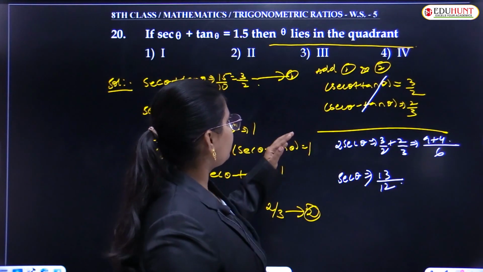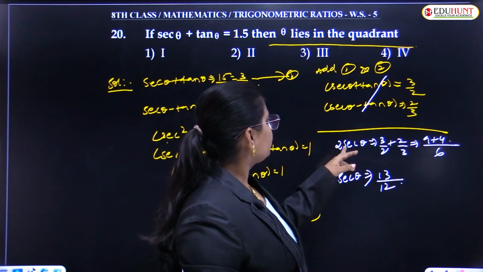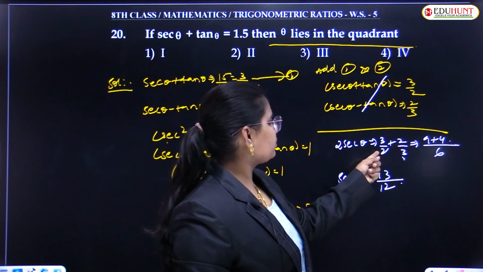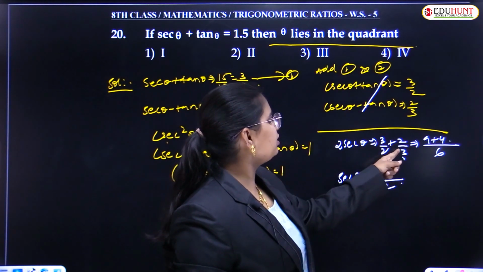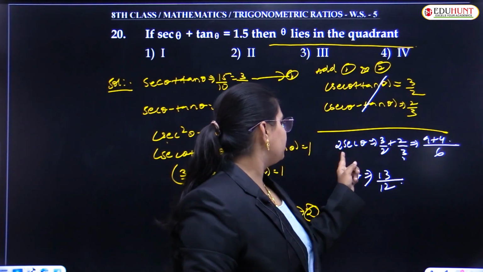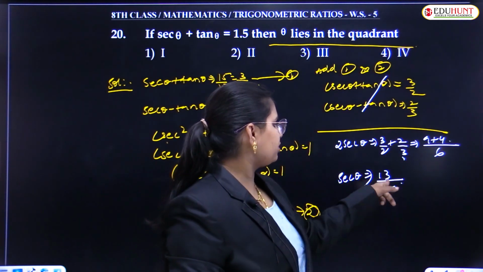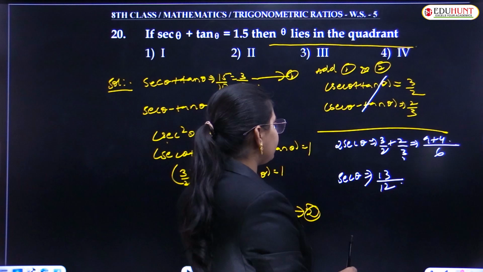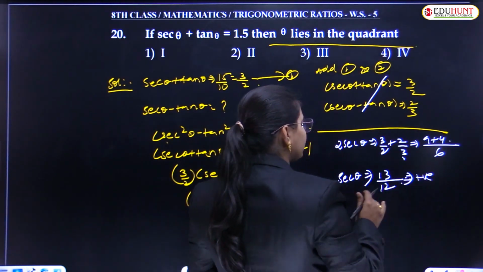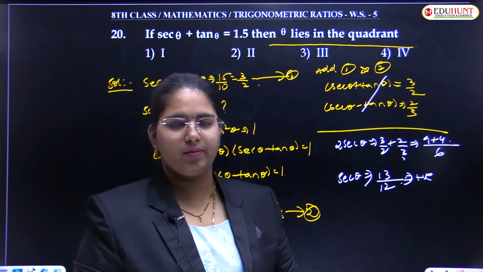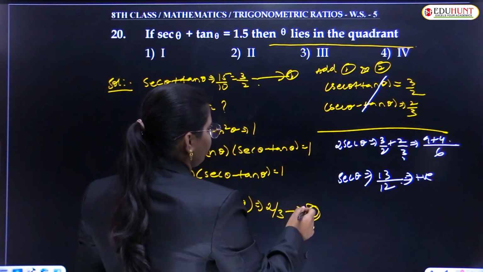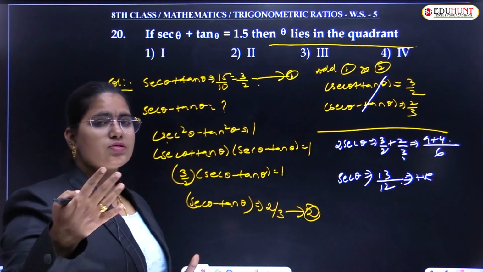So if I am adding these both, 2 secant theta, take the LCM, the LCM of 2 and 3 is 6. So this will become 3 times 3, which is 9, and 2 times 2, which is 4. 9 plus 4 is 13. If you transfer that side, it will become 13 by 12. And secant theta is positive, right? 13 by 12 represents secant theta taking a positive sign. Yes or no?